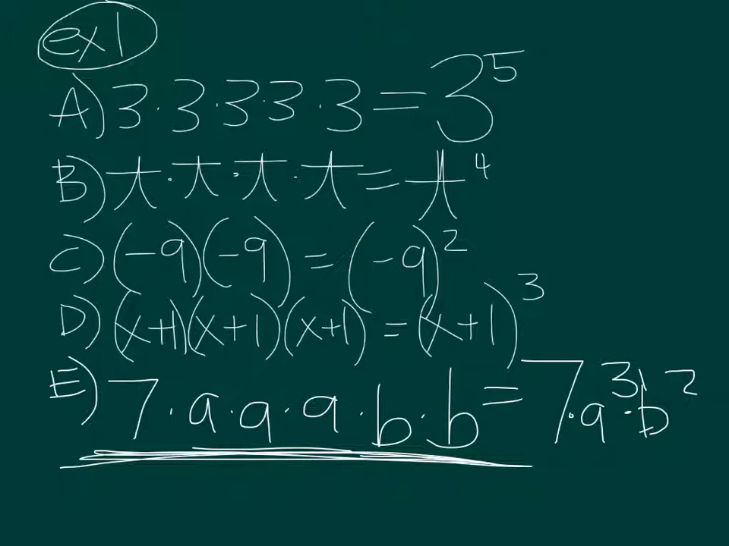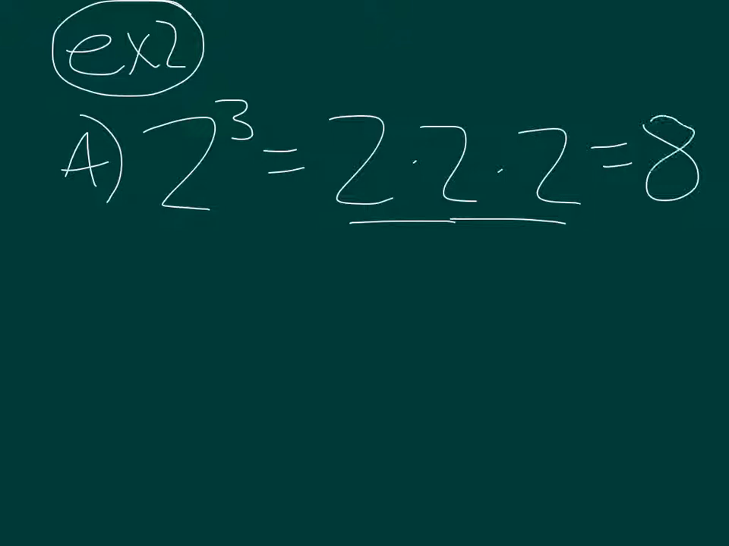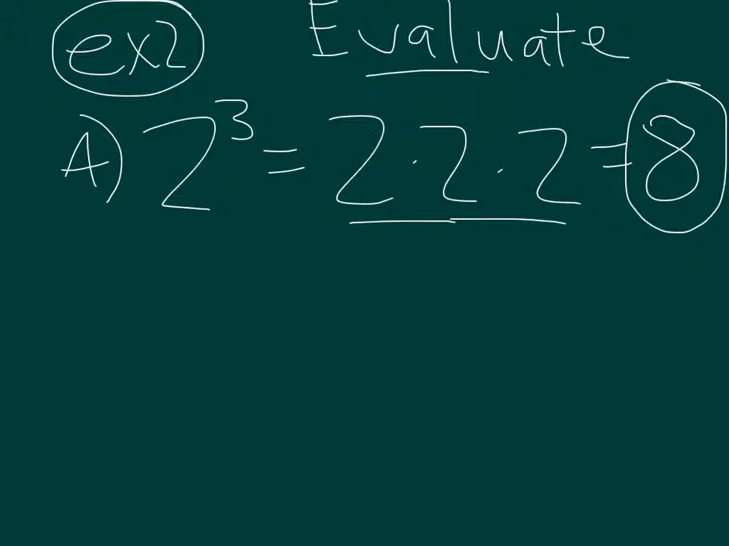Let's try example number 2. Example 2 at the bottom, this wants you to evaluate its expression. Letter A has 2 to the 3rd power, so that's 2 times 2 times 2, and 2 times 2 is 4, times the extra 2 is 8. So when it says evaluate, it means find the value, the numeric value, which is 8.